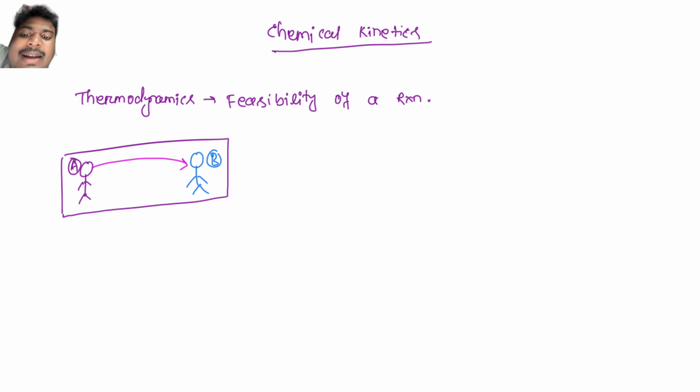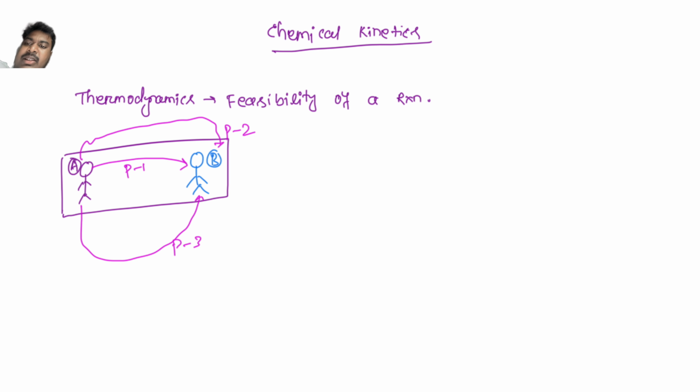Now, by which path should the pen be given to B? There are numerous paths. I will consider three paths. One is the straight path, path 1. Another may be like this, path 2, and this, path 3. By seeing the picture itself, you can say that path 1 would be feasible. Why is path 1 feasible? Because path 1 is the shortest distance, and you can complete the task in minimum time.